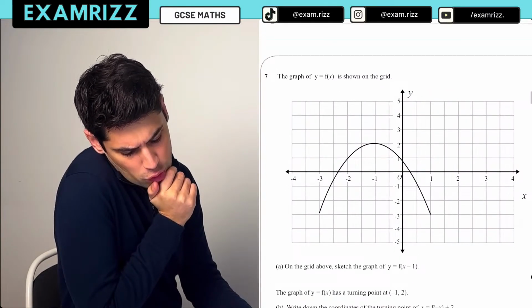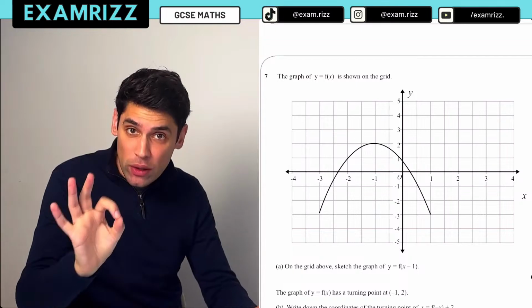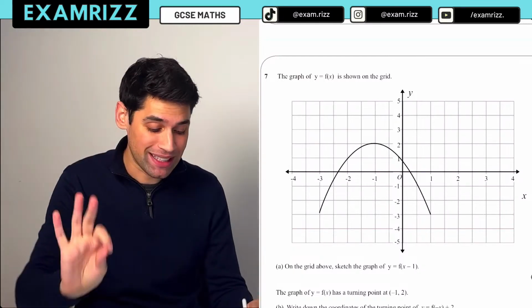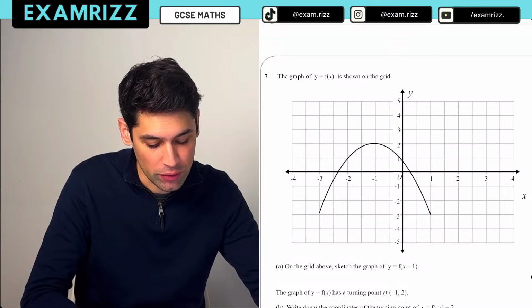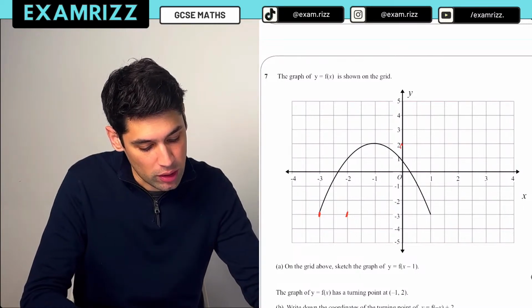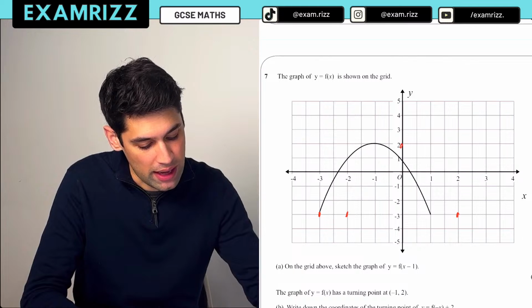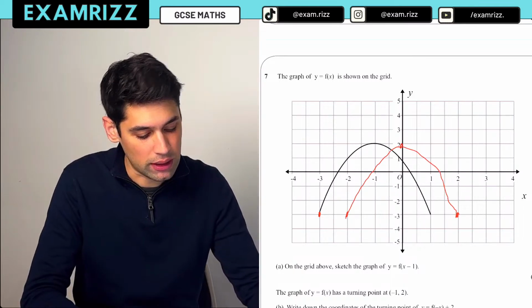So, on the grid above, sketch the graph of y equals f of x minus 1. X transformation, opposite of what you expect. It says minus 1, so we are going to plus 1. And remember the scale on here. So if this is going across by 1, it's going to go there. This point is going to go here, and this point is going to go there. And it's a real nice curve like that.